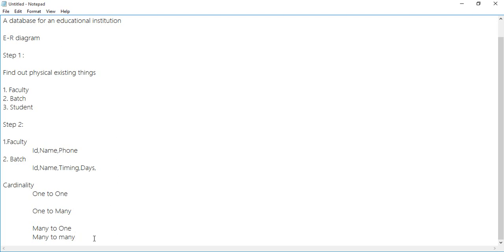Whenever you are creating relationships, one of these four cardinalities applies to that particular situation. I hope it is clear to everyone.